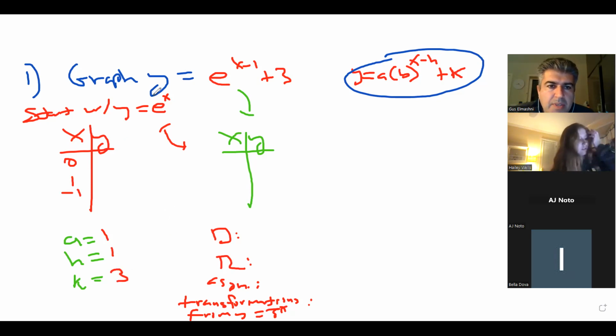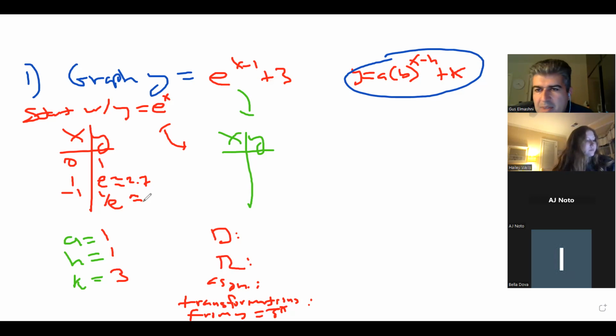If I plug in 0 into E to the x, of course, I get 1. Plug in 1, I get E. Plug in -1, I get 1 over E. E is roughly 2.7. 1 over E is about 0.3. It's almost like 1/3. Actually, no, it's probably less than that. It's somewhere between 0 and 1. You know that. It's 1 over 2.7. It's a fraction, so it doesn't have to be totally accurate.